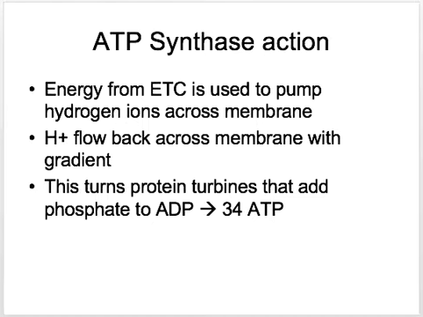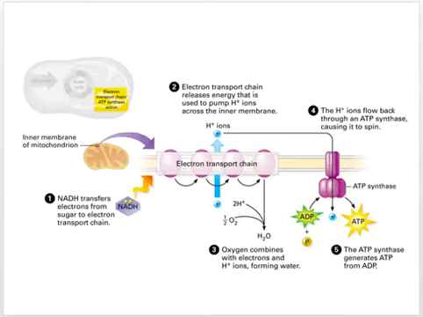It's a channel protein for hydrogen ions that happens to also have a molecular turbine attached to it, so that as the hydrogen ions flow through it, they spin the turbine, and the spinning of that turbine allows us to attach an inorganic phosphate to an ADP, which makes ATP. And we get somewhere between 32 and 38. It really depends on what book you read and the efficiency of the process. So that looks like this.